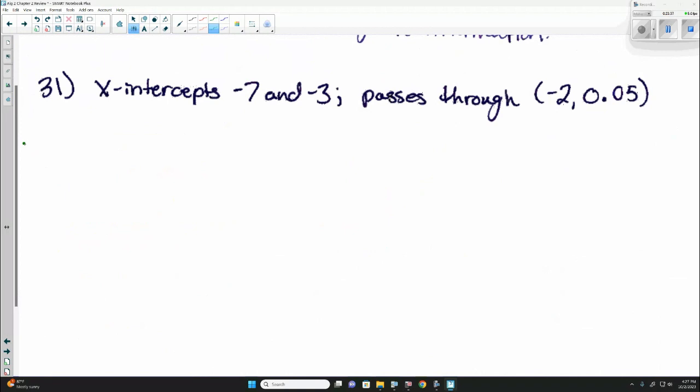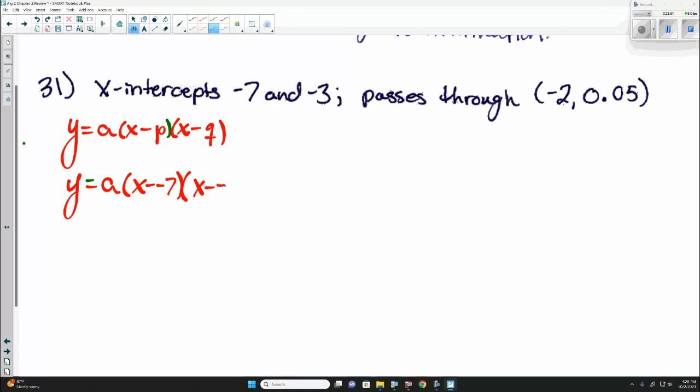31, they gave us the x-intercepts. So our general form is y equals a times x minus p times x minus q. P and q are really interchangeable because they're just the x-intercepts. And for us here, we'd say x minus negative 7 times x minus negative 3. And in both cases, our negative and negative would make a plus. And to solve for the value of a, we'll replace y with 0.05 and our x's with negative 2.